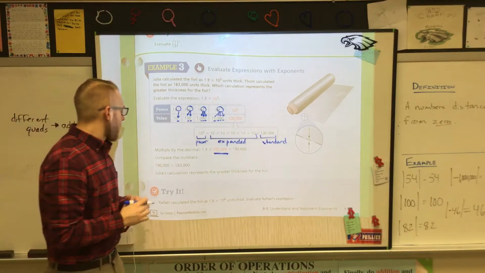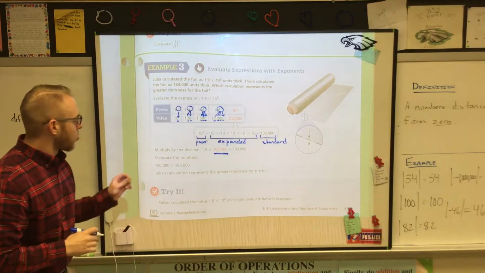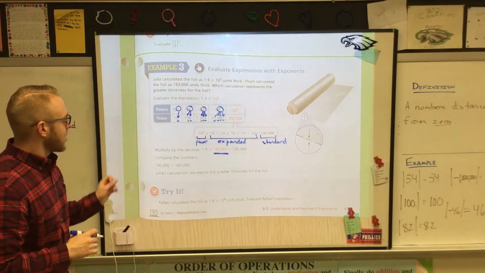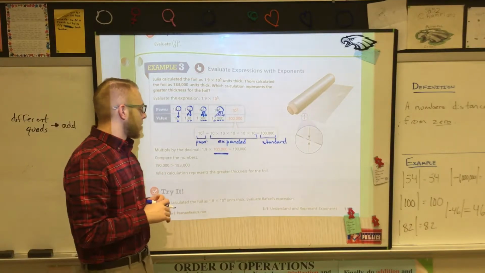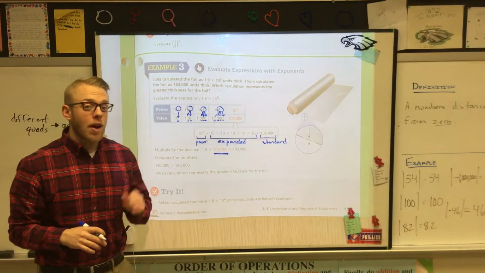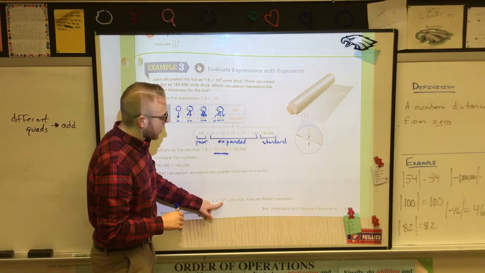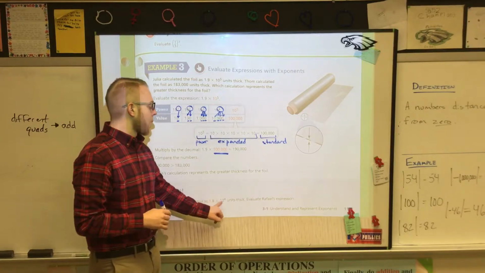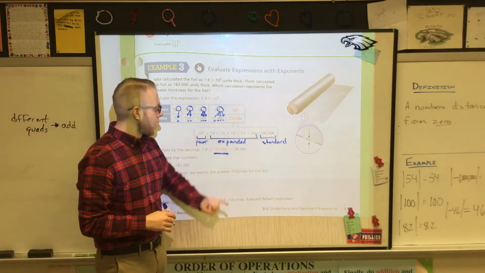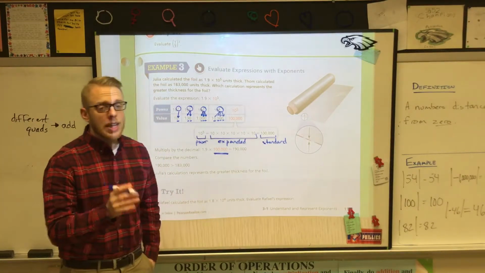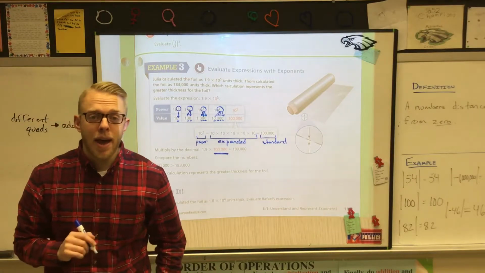So go ahead and take a look at the try. It says that Raphael calculated the foil as 1.8 times 10 to the 4th power units thick. Evaluate Raphael's expression. Remember, we have to start with 10 to the 4th, and then multiply whatever that is equal to by 1.8. I'm going to give you some time to work on that, and I'll be right back.